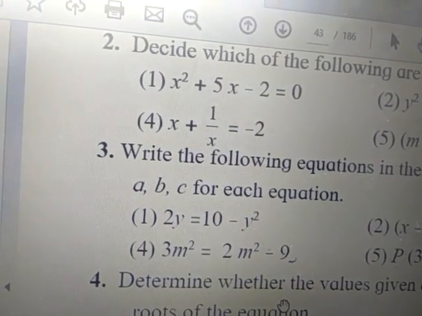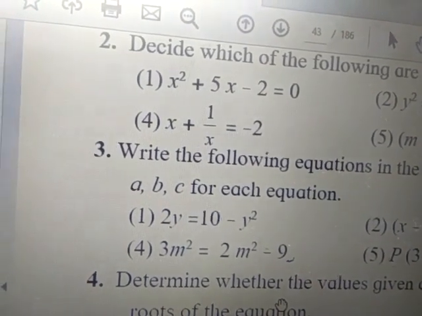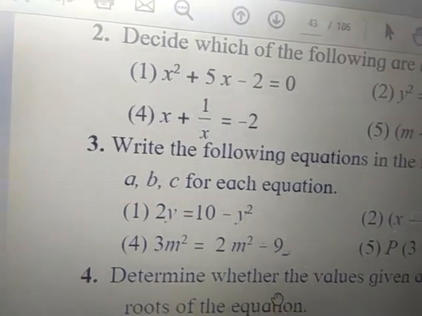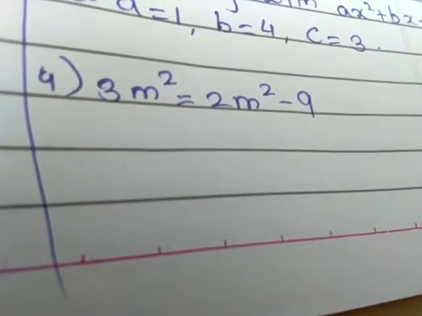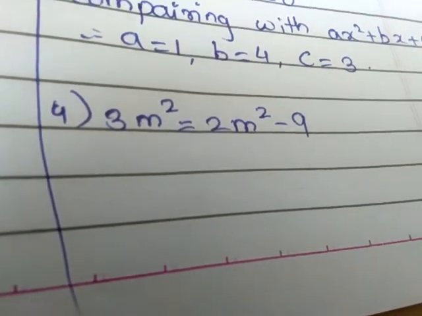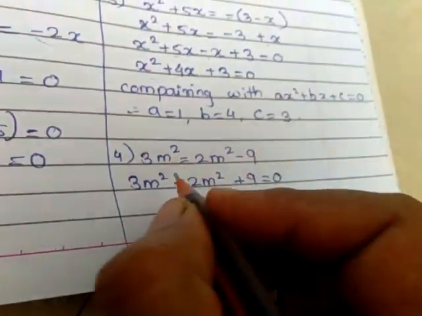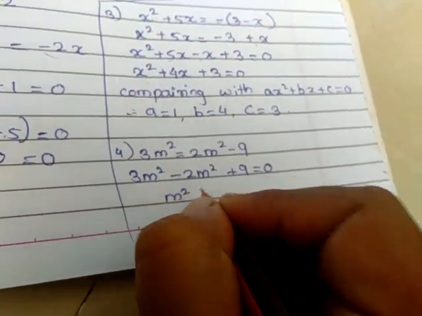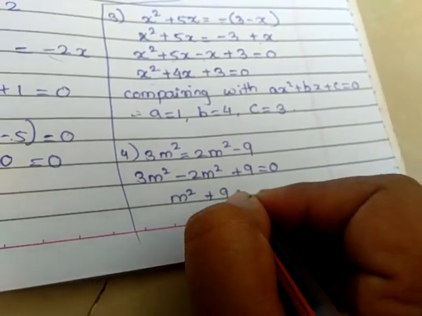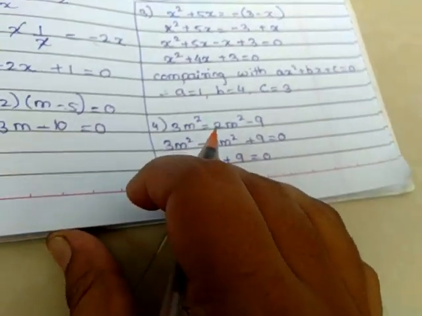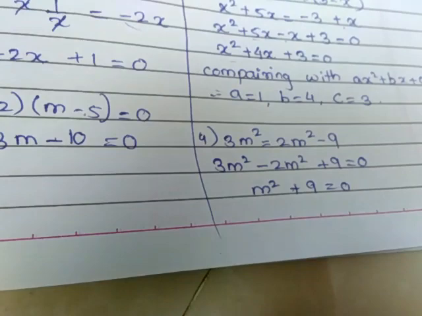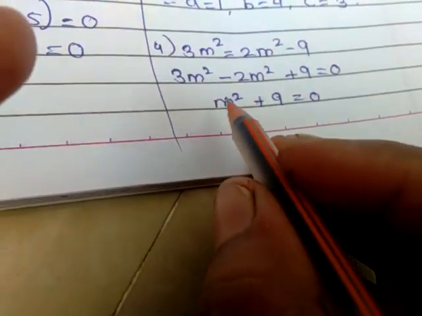3m square is equals to 2m square minus 9. We will check if it is correct. We will write it in the standard form. Take 2m square minus 9 on the left hand side. Now 3m square minus 2m square becomes only m square plus 9 is equals to 0. Now we have to write it in the standard form.